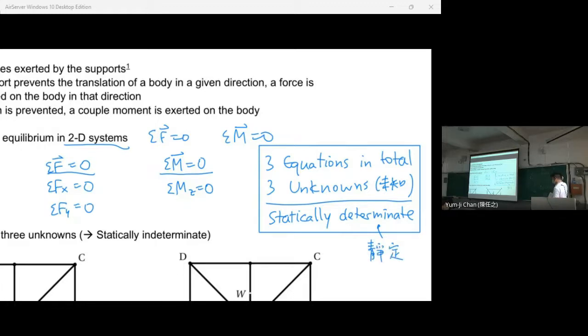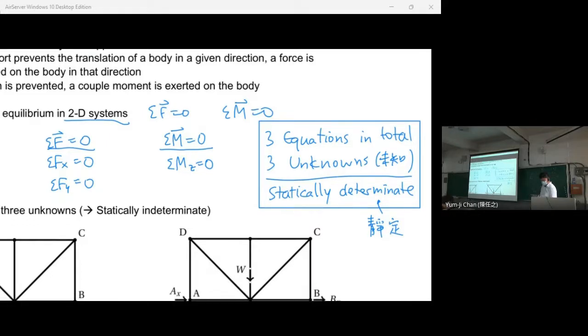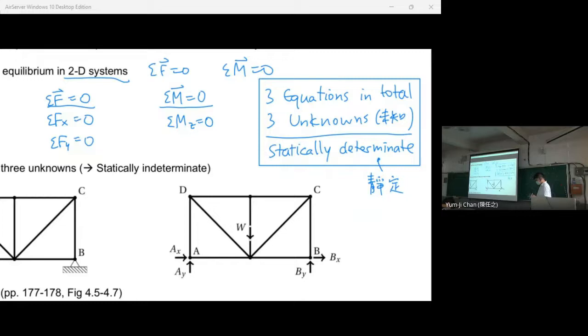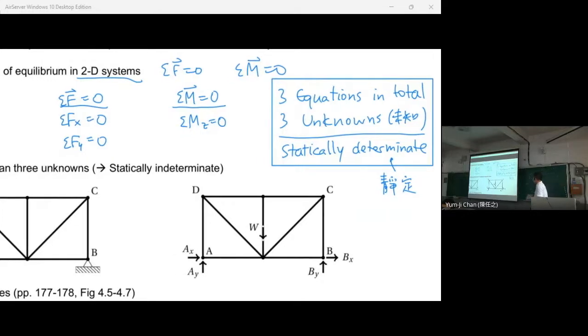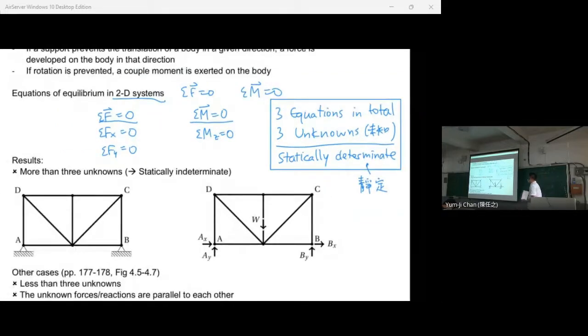This is a determinate system, okay? Determinate.